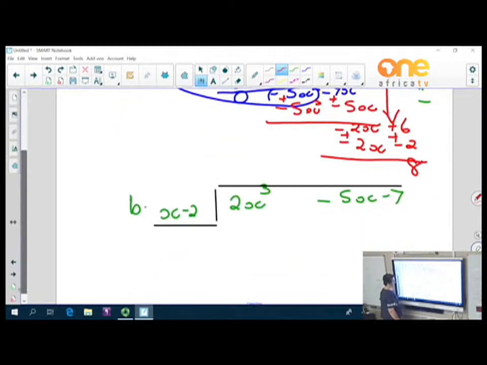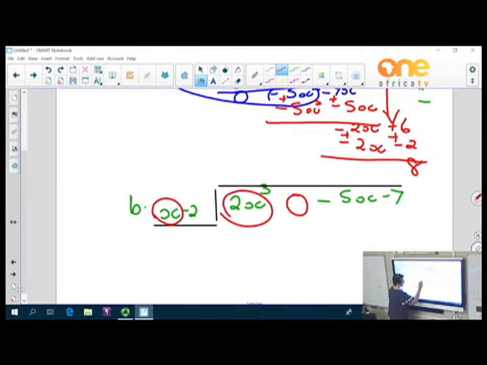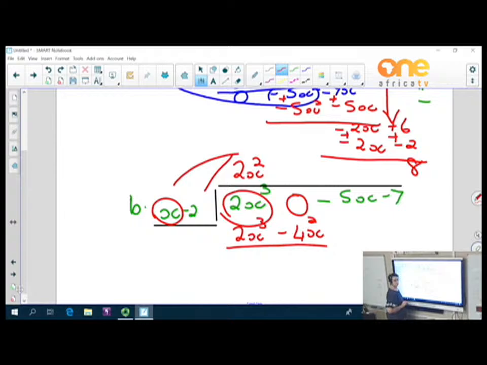Number B. This time you can see I've left an open space there because there is no x squared. I need to arrange them. So we divide again, 2x squared, multiply each one, 2x3, negative 4x squared. Can you see? This is why I need to have a position for x squared. Because I subtract, I change my second signs, I eliminate here, and there it is, 4x squared. You bring down the next one, negative 5x.